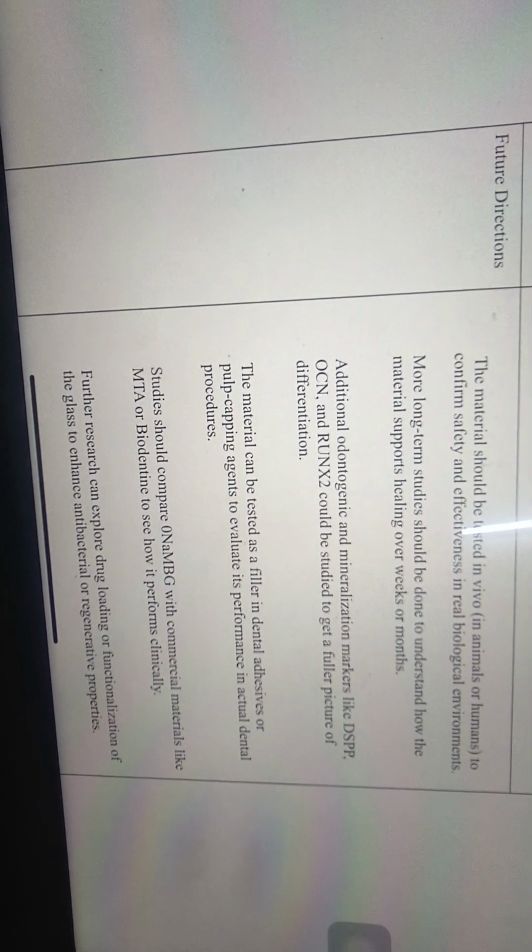The material can be tested as a filler in dental adhesives or pulp capping agents to evaluate its performance in actual dental procedures. Studies should compare the developed nanomaterial with commercial materials like MTA or biodentine. Further research can be done to explore drug loading or functionalization of the glass to enhance antibacterial or regenerative properties.